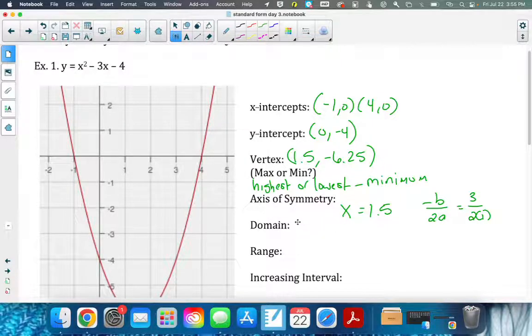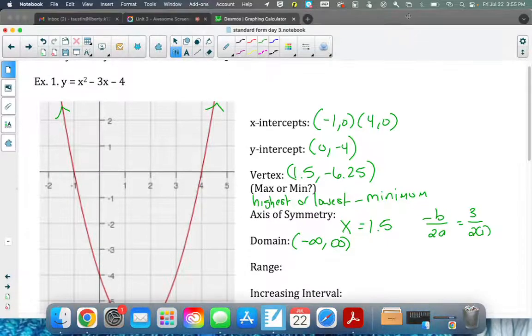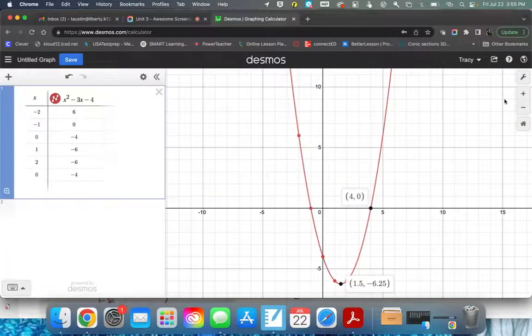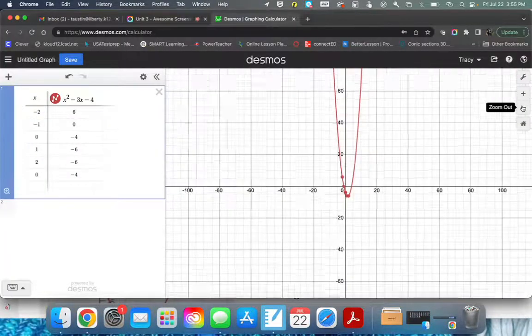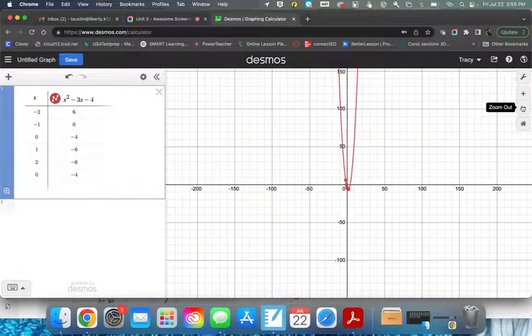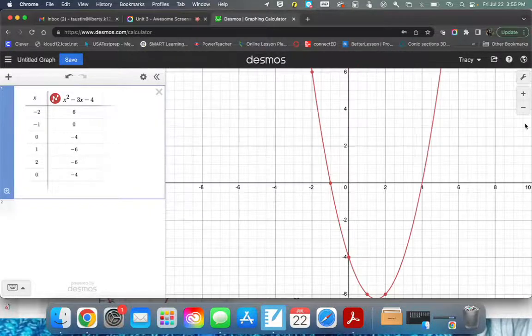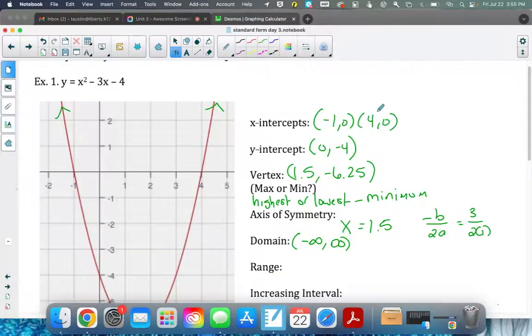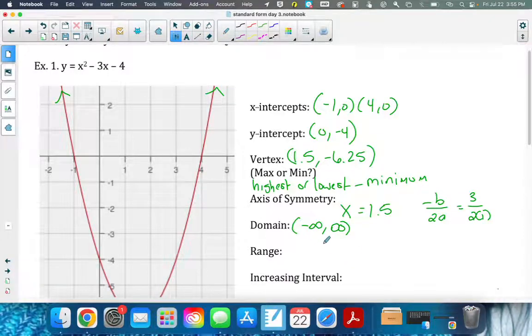Okay, so we've already done domain, so this should not come as any surprise. The domain is from negative to positive infinity. It goes all the way across the graph. There's a reason why when we draw them by hand, we put the arrows on them. If I were to go back to my Desmos, I could keep scrolling out, and this graph is going to keep going and going and going. And notice it is going both to the left and to the right. And by the way, if you do that and you want to undo it, you hit the home key that's there. Okay, so the domain is from negative infinity to positive infinity.